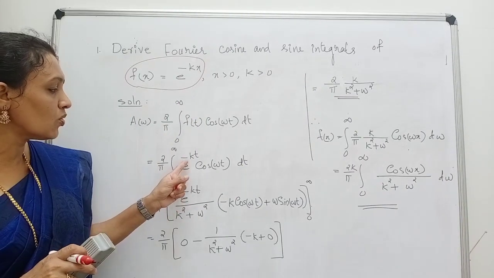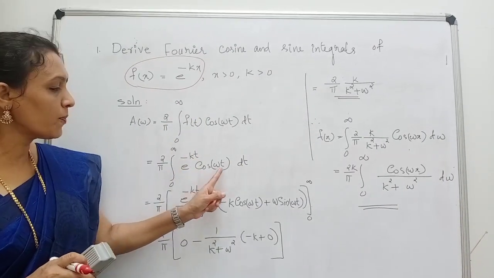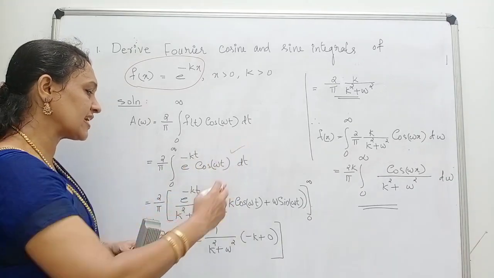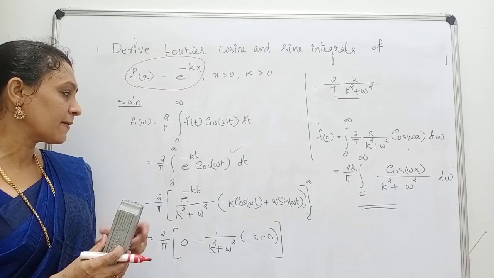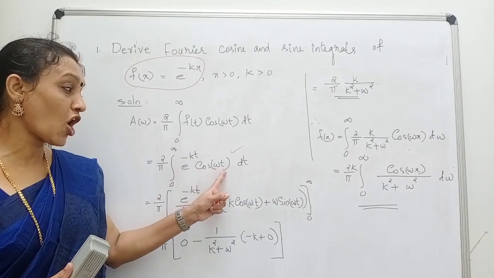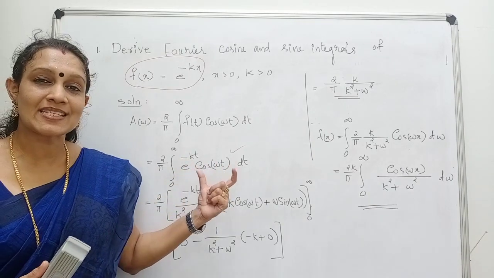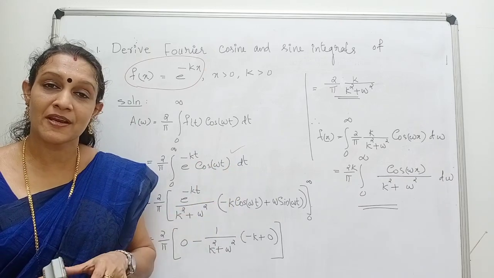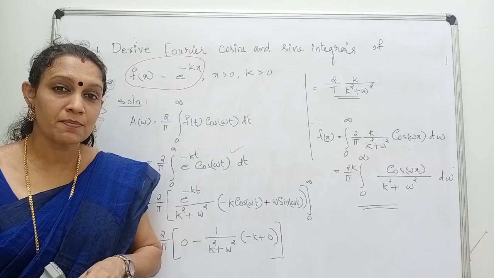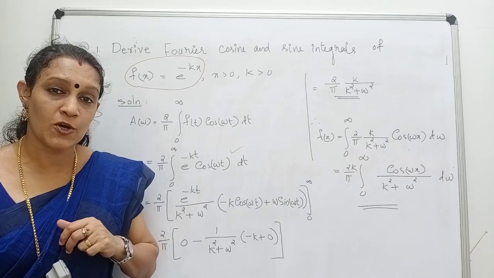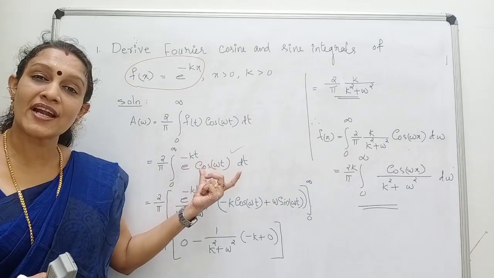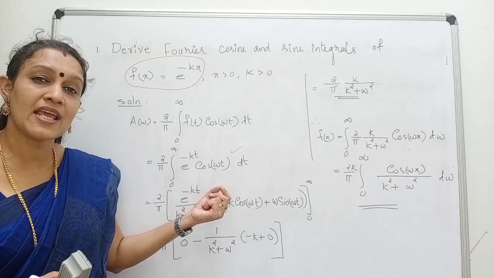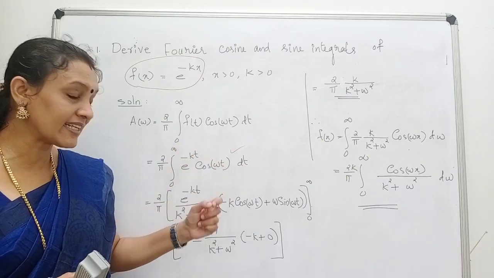Okay, so the integral of e raised to minus kt cos omega t dt. These types of integrals, integral from 0 to infinity e raised to ax into cos bx, I discussed in my previous video on the easy integration method. You just go through the previous video. There I taught you one simple equation. Just substitute those values of a and b in that expression.